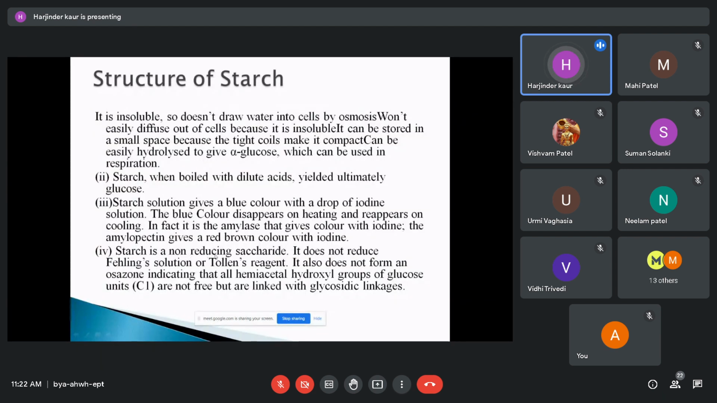Now, starch is a non-reducing saccharide. It does not reduce Fehling solution or Tollens reagent. It does not form an osazone, indicating that all the hemiacetal hydroxyl groups of the glucose unit C1 are not free but are linked with glycosidic linkages. So if C1 is not free, it will become non-reducing.